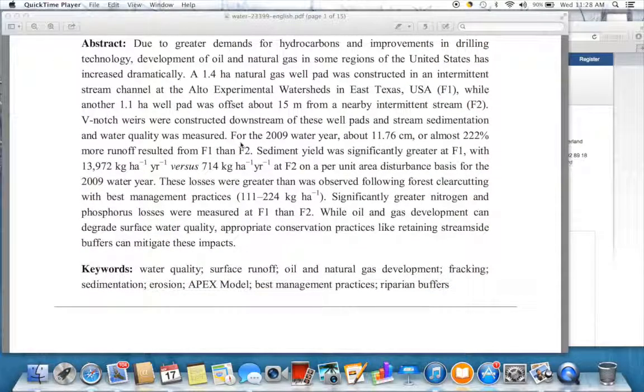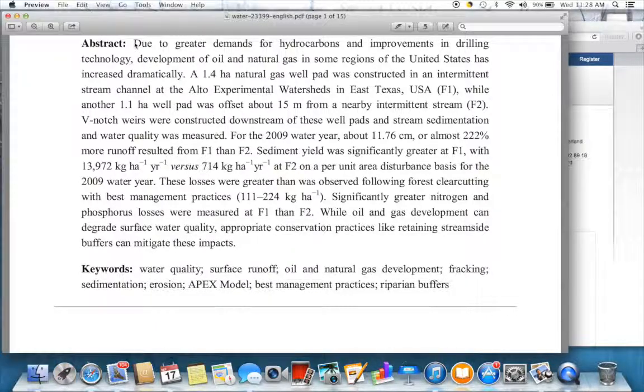The abstract is kind of the what, where, and how, and why of the journal article, abbreviated usually into around 250 words. A good abstract should tell you a very basic general statement of the problem, then very basically what the methods were to resolve this problem, then a little bit about the results from that. In this case, we saw a significant increase in runoff. We saw a large increase in sediment on the well pad that was put in the middle of the creek versus the one that wasn't. So we see a dramatic difference in the two treatments.